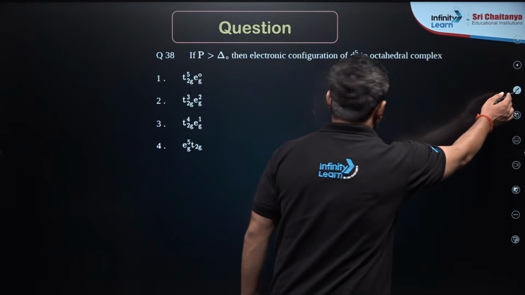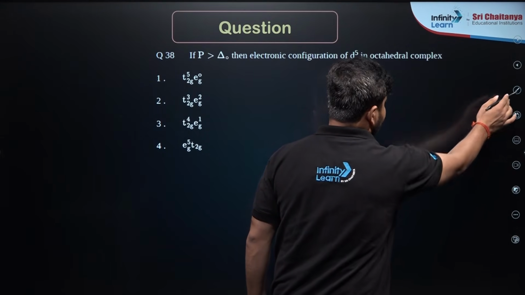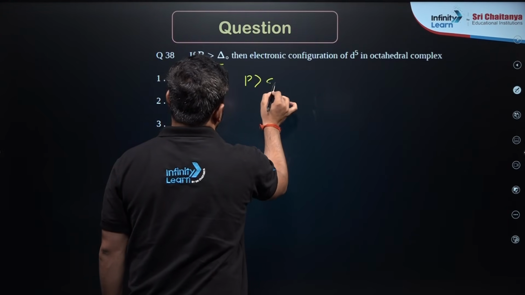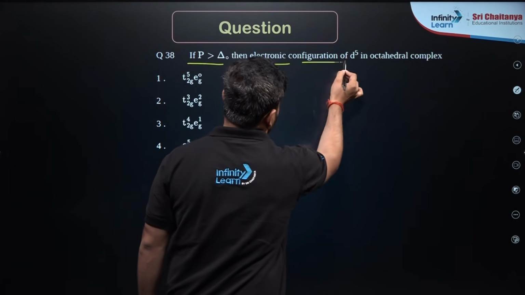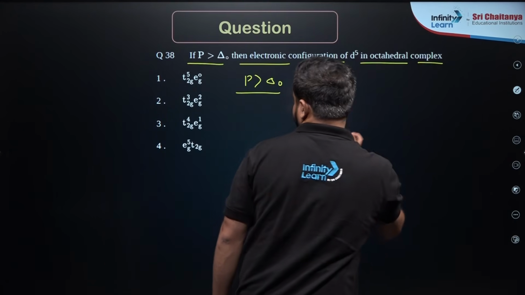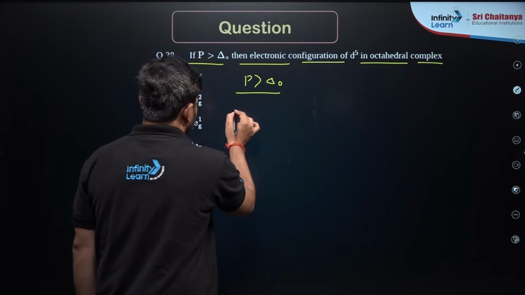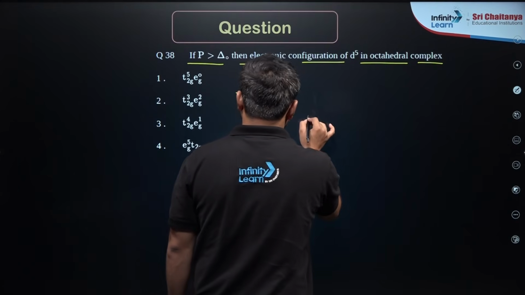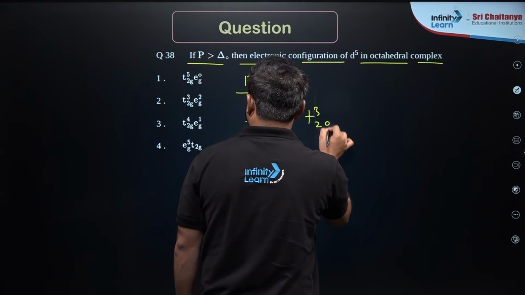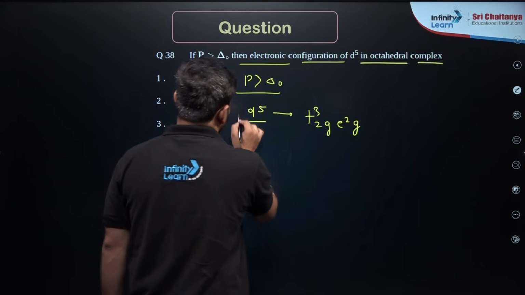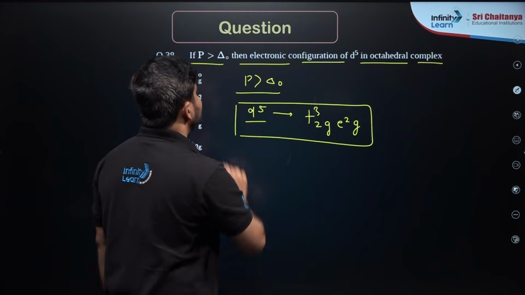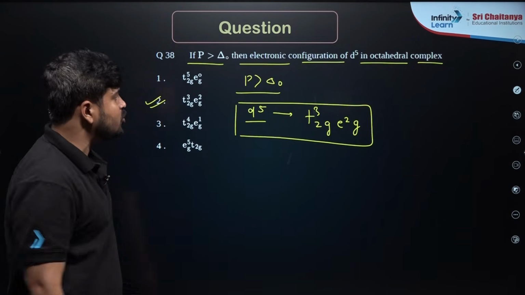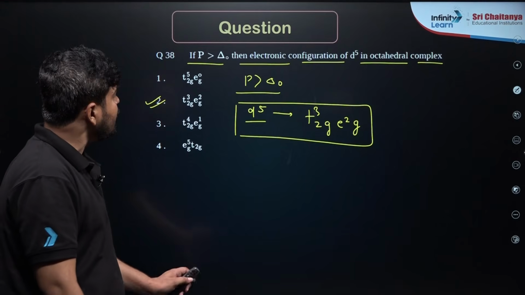Okay, in question number 38, see one time. In question number 38, the condition is delta, if P is greater than delta naught. Here we need the electronic configuration of d5 in the octahedral complex. They are asking the electronic configuration for d5. If we do the electronic configuration for this condition, it will match t2g3 and eg2. So this will come for the d5 configuration if the condition given is P greater than delta naught. Please remember, option number second is the correct answer of this question. Now I am coming to the next question.